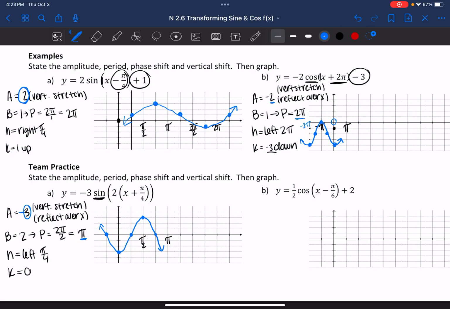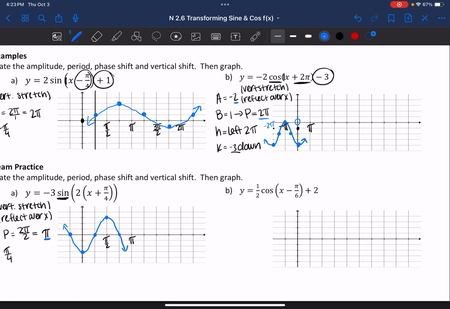All right, and then we got one more to look at here. So for this one, our A value is 1/2, which would mean that we have a vertical compression. Okay, our B value is 1, so this would mean our period is going to stay 2 pi. My H, since it's negative pi/6, means we're going to move right pi/6. And my K, being 2, means we're going to move up 2 units. And this is for cosine.